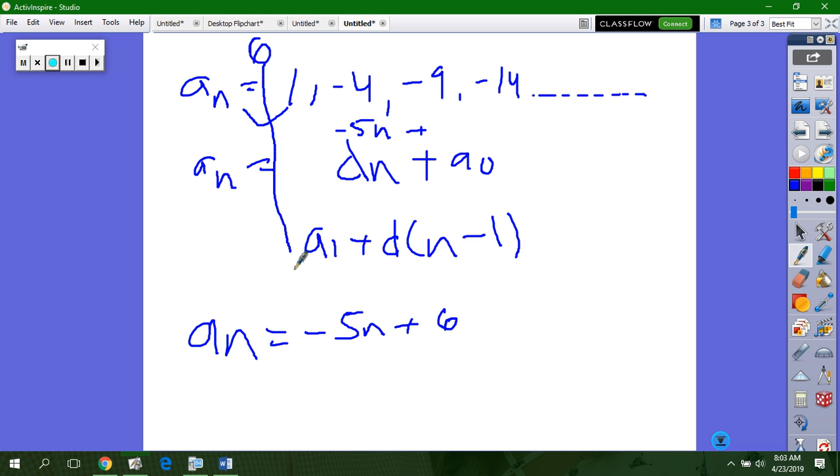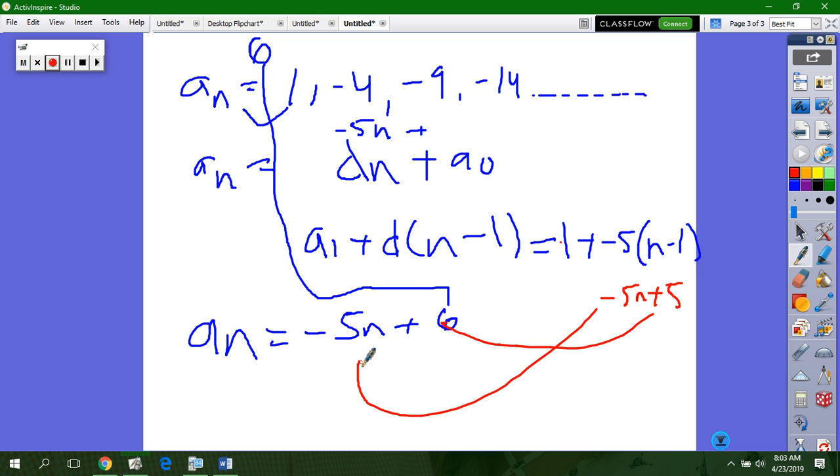And notice, basically, let's show it the other way, though. A sub 1 is 1, plus our difference, which is negative 5, times n minus 1. So that would be negative 5n plus 5. 1 plus 5 is 6, and then our negative 5n. Okay, still got the same one. Any questions there?